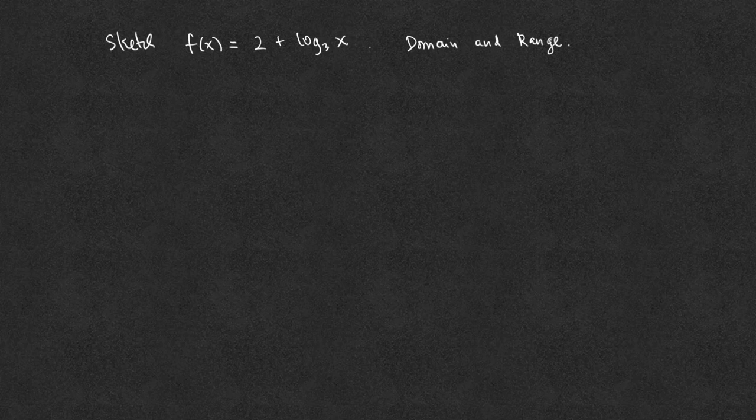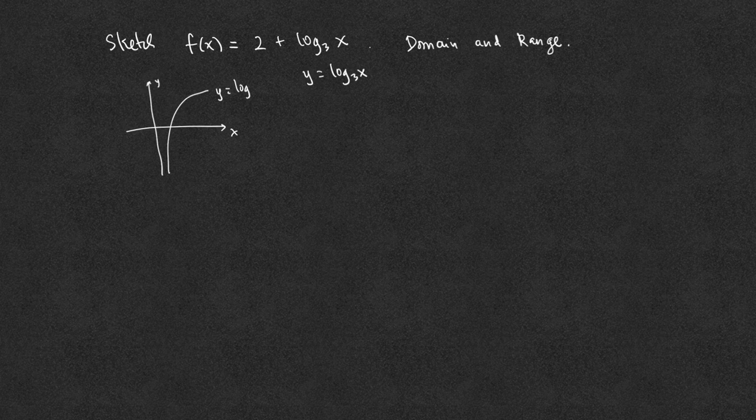Sketch the graph of f of x equals 2 plus log base 3 of x. Now, if we know the graph of y equals log base 3 of x, then f of x simply shifts the graph of log base 3 of x up 2 units. We know that the graph of y equals log base 3 of x looks like this. And so if we were to shift it up 2 units, then we just simply bring this graph up 2 units.